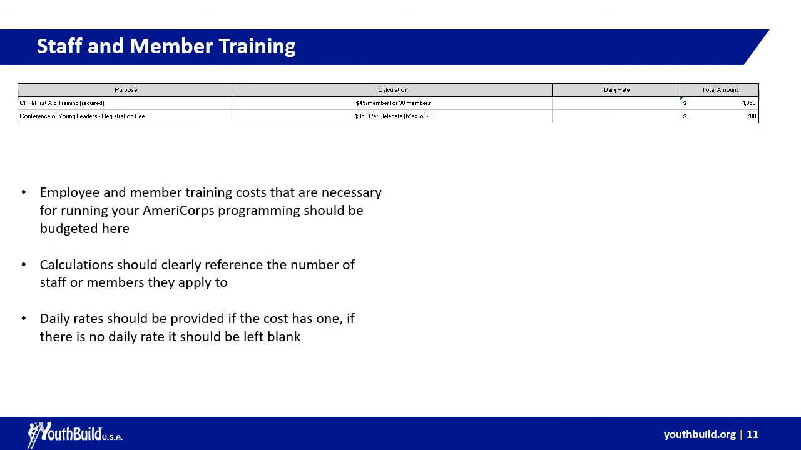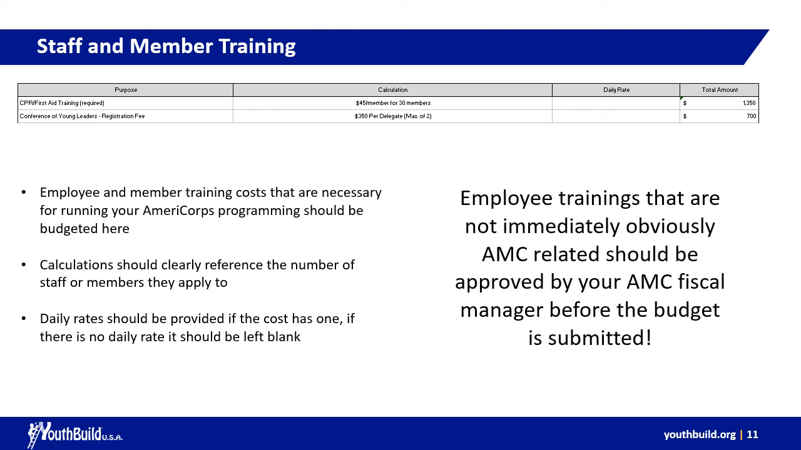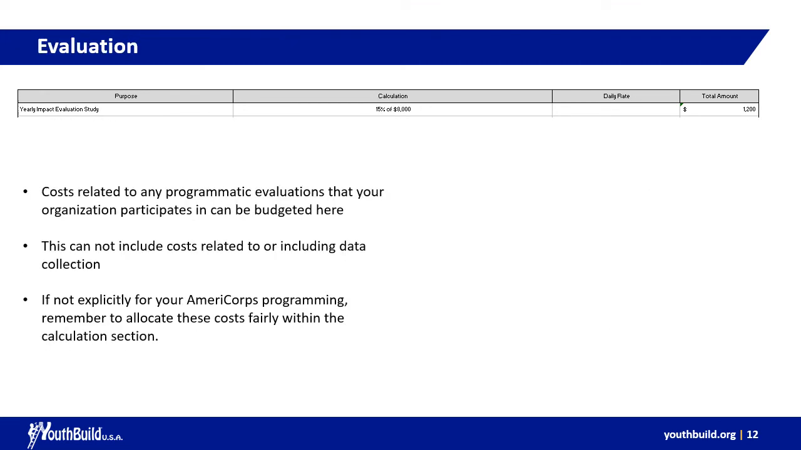Staff and member trainings should be budgeted here. As always, use calculations whenever possible. This includes referencing the number of staff and/or members that will be using the training. Employee trainings and professional development may not be allowable, so if the training does not apply directly to AmeriCorps in an obvious way, please get it approved before submitting your budget.